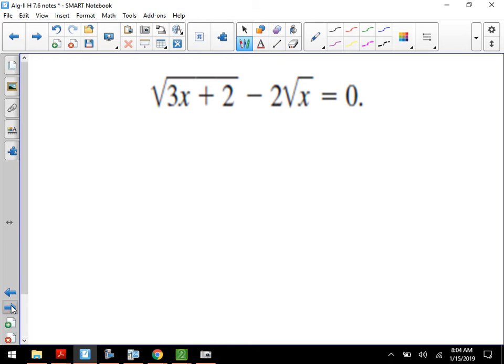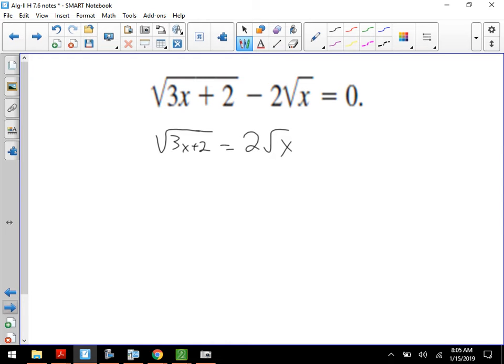Multiple square roots. There's nothing in this problem that allows me to combine like terms, because they're not the same. So what I want to do then, can't yet. Move one of them to the other side. The one that's negative. Okay.